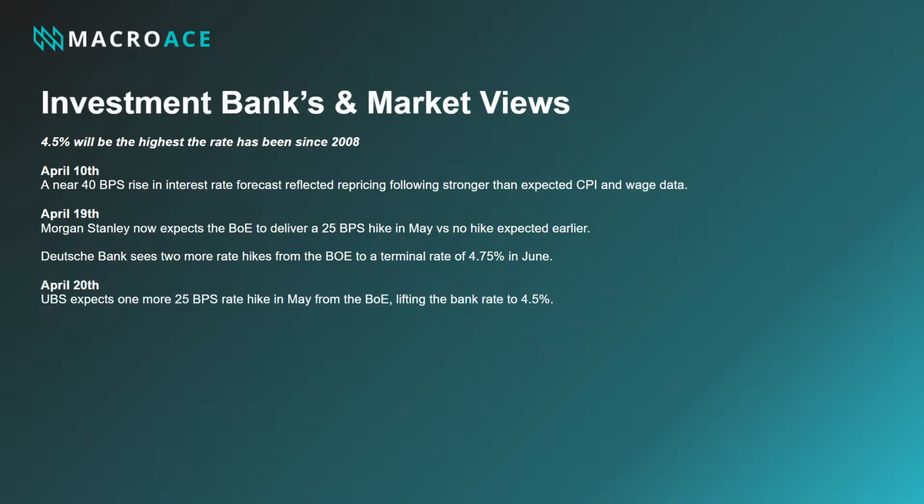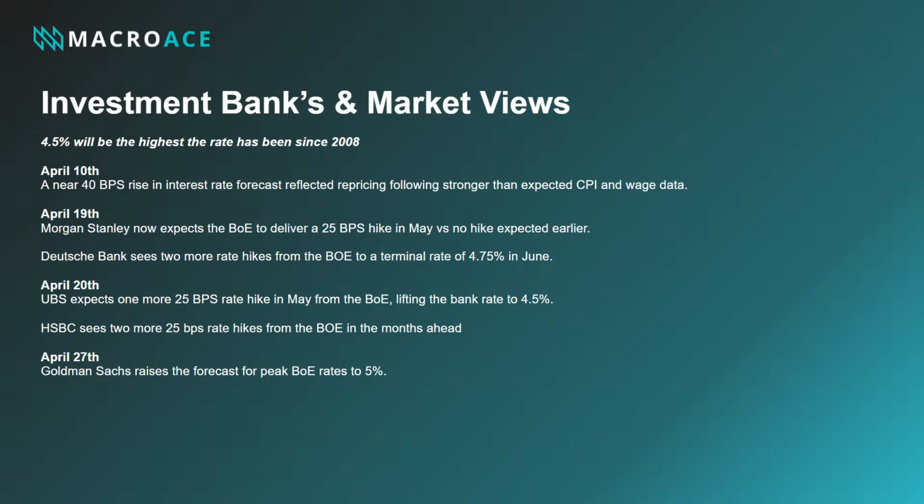UBS expect 1 more 25 hike in May from the Bank of England, lifting the bank rate to 4.5%. HSBC sees 2 more 25s from the Bank of England in the months ahead. Goldman Sachs raised their forecast for the bank rate to peak at 5%. So looking for an extra 50 basis points worth of hikes, including this one as well, right? So 25 and then another 50 worth of hikes.